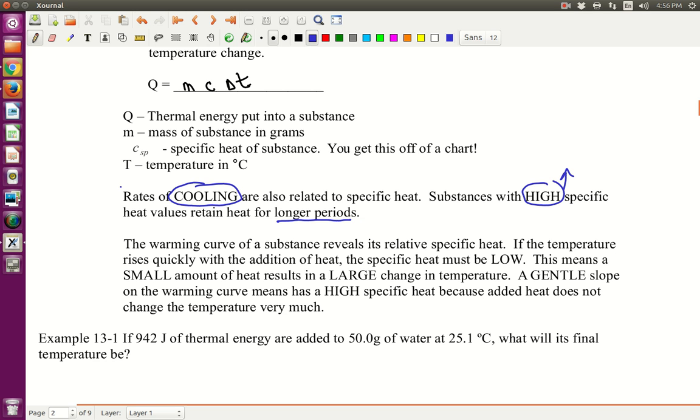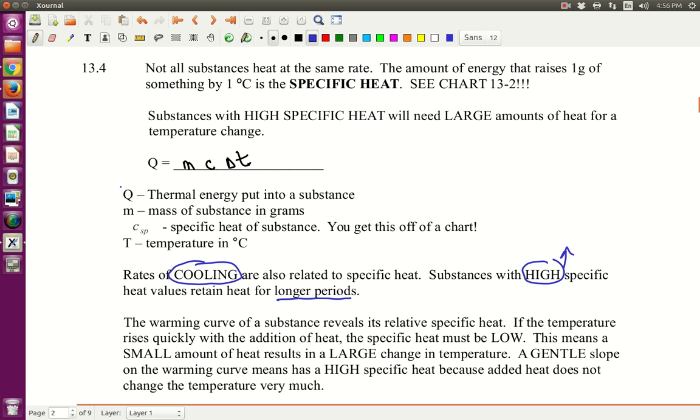Hi, this is Mrs. Cribb, and I'm going to start off this video just reminding you about specific heat. I wrote the formula right here for specific heat again. Q, which is in joules, is equal to M for mass, and mass is in grams. C is that specific heat value you get from a chart.